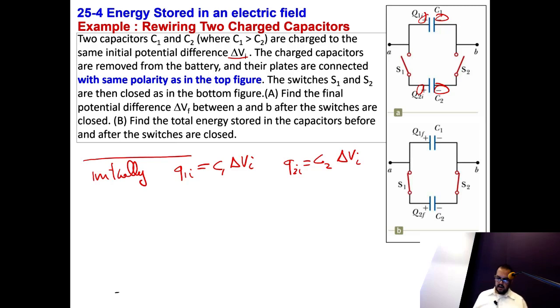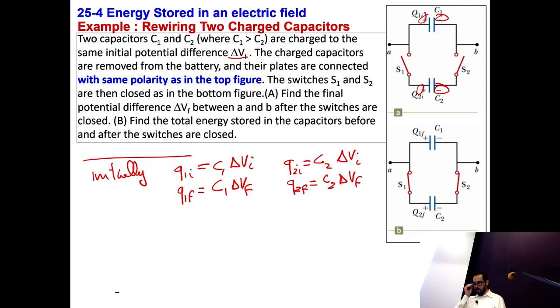Okay, now when they are charged and we connect them, what is the Q final? Q1 final is going to be C1 delta V final, and Q2 final, after we connect them, is C2 delta V final.